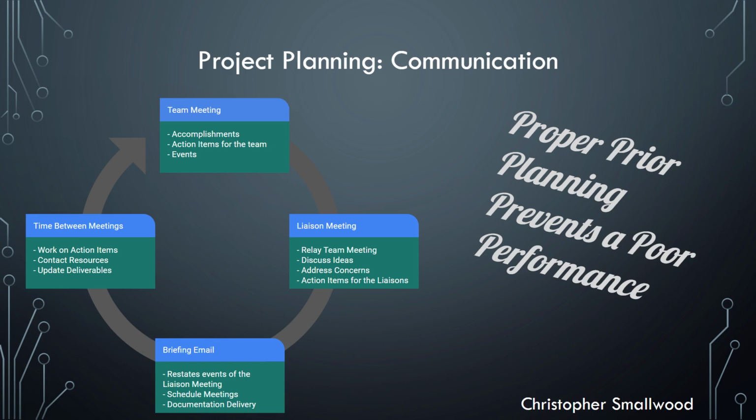Next, they have the liaison meeting, in which case we relay everything that we discussed during the team meeting. The team discusses any ideas that they have towards the liaisons and how they'd like to move forward with the project, or how the liaison wants us to move forward with the project. We address concerns. If there is an issue with the project that liaisons want us to know about, or we want them to know about it, that will be the time which we would address those concerns.